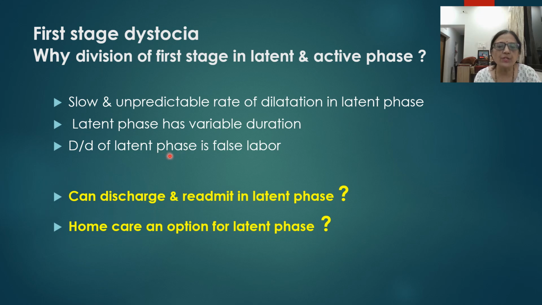So many times we get a patient, we admit the patient, and retrospectively we diagnose the patient as a case of false labor and not as a latent phase of labor. We can even discharge and readmit the patient in latent phase whenever we consider the diagnosis as false labor. But there is a question mark about it, because sometimes the patient might not reach in time next time, and it is better to keep the patient admitted if she is coming from a far off place, especially in countries like India.